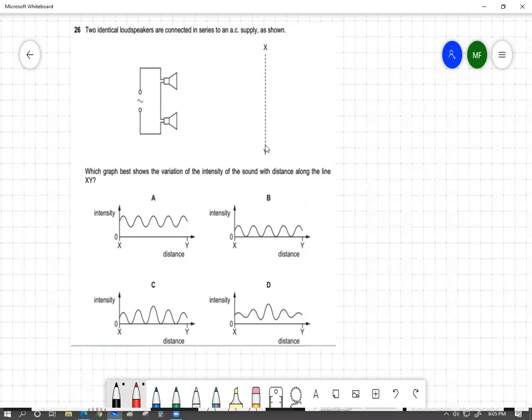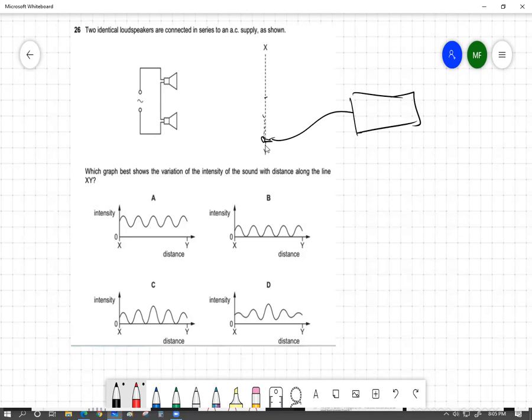So what I'm trying to say is that let's say we have a microphone, and that microphone is connected to a CRO device, and we're going to move this microphone along this line to find out at which locations we have maxima and at which positions we have minima. That can help us to figure out where these things are.